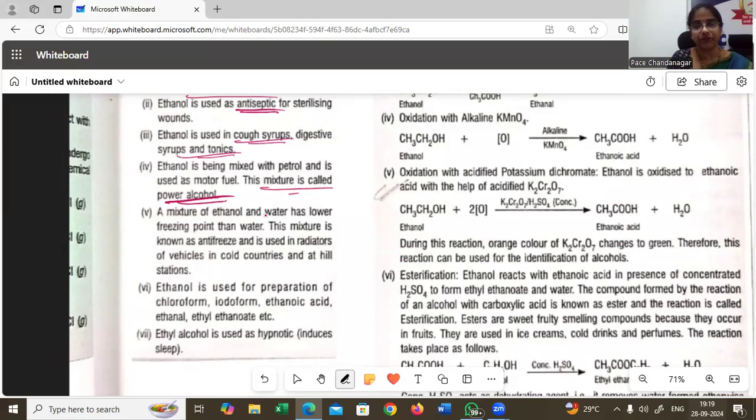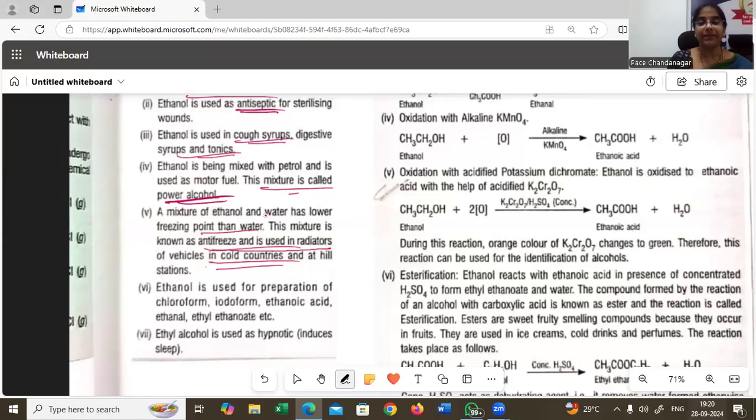So it depends on the amount of this. Then a mixture of ethanol and water has a lower freezing point than water. This mixture is known as antifreeze and it is used in radiators in cold countries. It has that lower freezing point, so the freezing point lowers, which means that only in extremely low conditions can this get frozen. Otherwise, we can use that. That's the reason it is used in the radiators of vehicles in those chilled countries, because with low temperatures, everything freezes up. So here is an antifreeze technology for this.